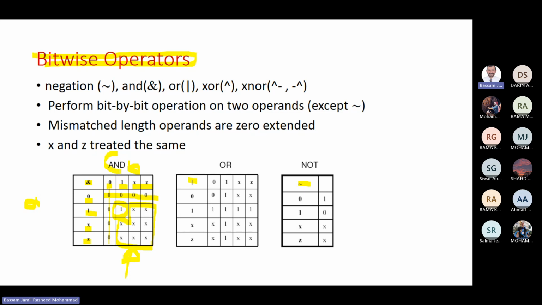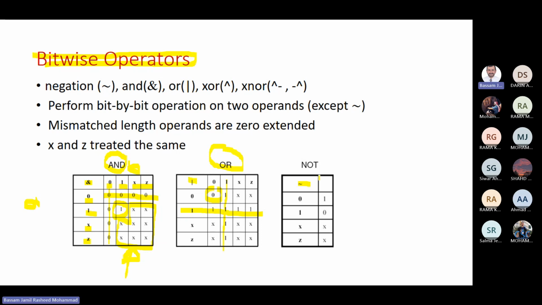This is the ANDing bit by bit. How about the ORing bit by bit? If any of the bits is 1, then the result will be a 1. If the two bits are zeros, then the result will be 0. Otherwise, the result will be X.